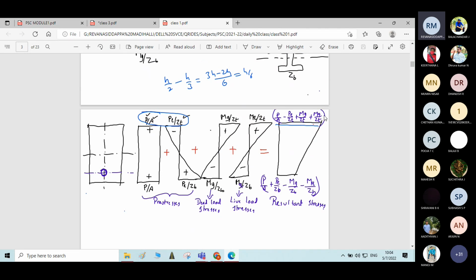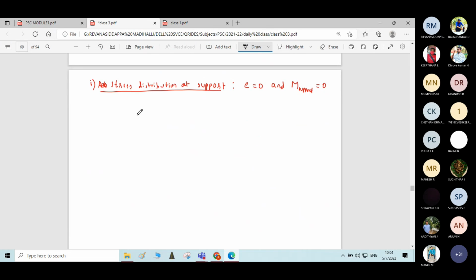Here we have the formula. We need to utilize this formula as F superior and F inferior. F superior is P by A minus P e by Z plus Mg by Z plus Mq by Z. F inferior is with opposite signs. Let me use those formula here for F superior.